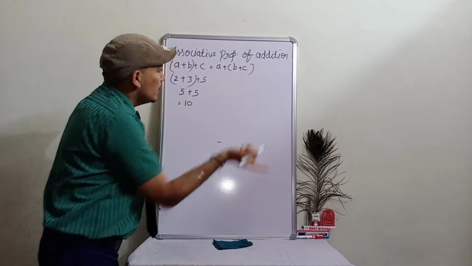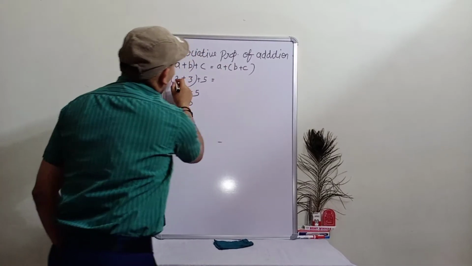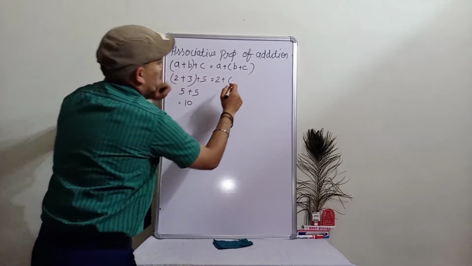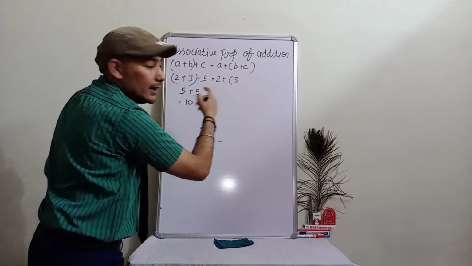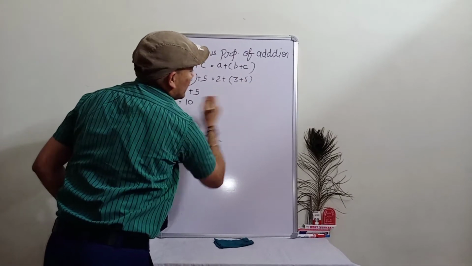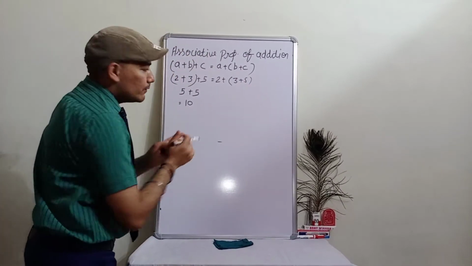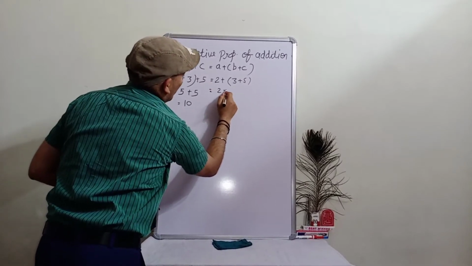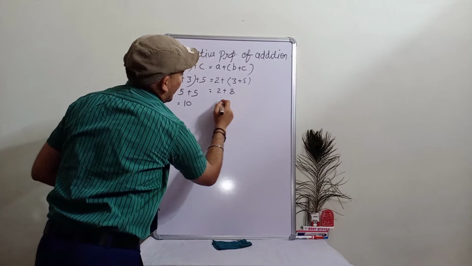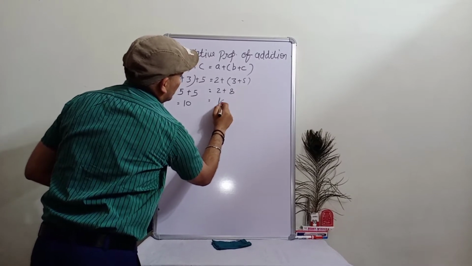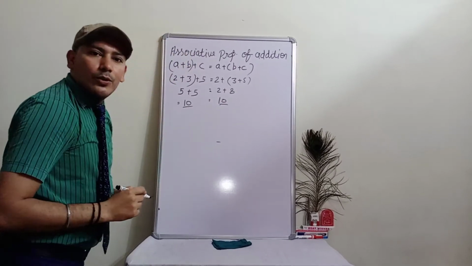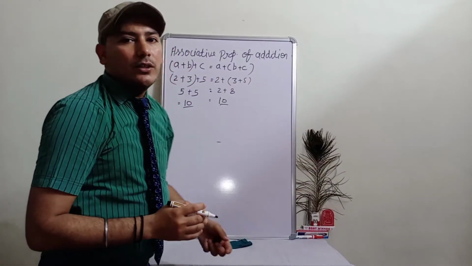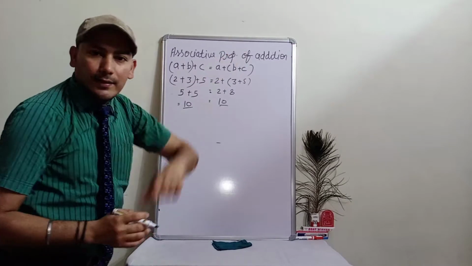10. See here, what is A? 2. B, 3. C, 5. What will we do first? First we will solve the bracket. So 3 plus 5 is 8. 8 plus 2, 10. Same. So it proves the associative property of addition with 3 integers.